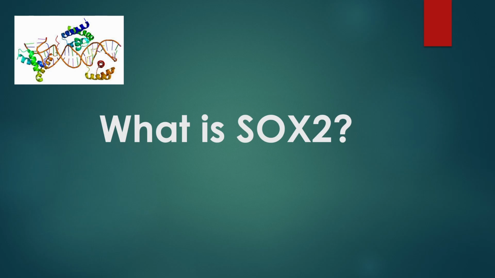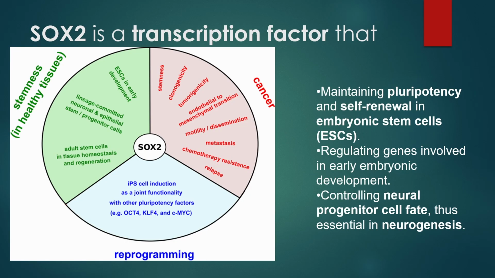What is SOX2? Well, SOX2 is a transcription factor that maintains pluripotency and self-renewal in embryonic stem cells. It regulates genes involved in early embryonic development. It also controls neural progenitor cell fate, thus essential in neurogenesis. These are the various areas where SOX2 works.